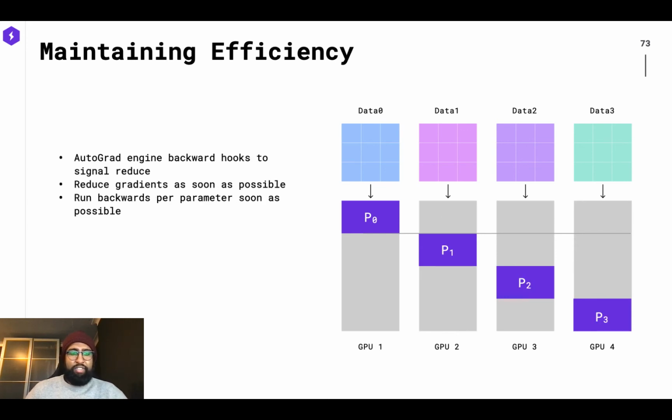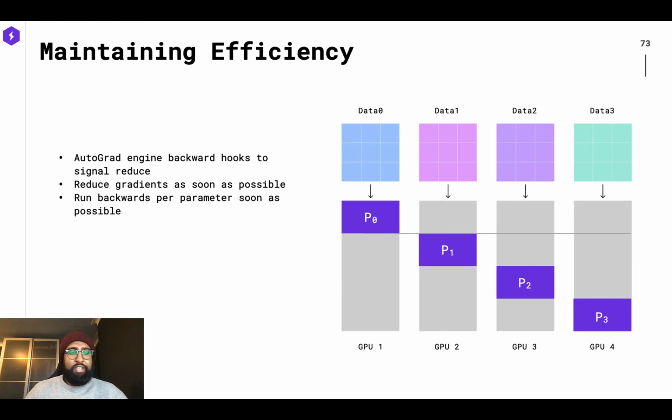Let's go into a couple of the technical details. When we're using PyTorch, we rely on the autograd engine to calculate our automatic differentiation. Most of the power happens within the backwards pass, and it provides hooks that allow us to run these reduce and different types of gradient synchronization steps.